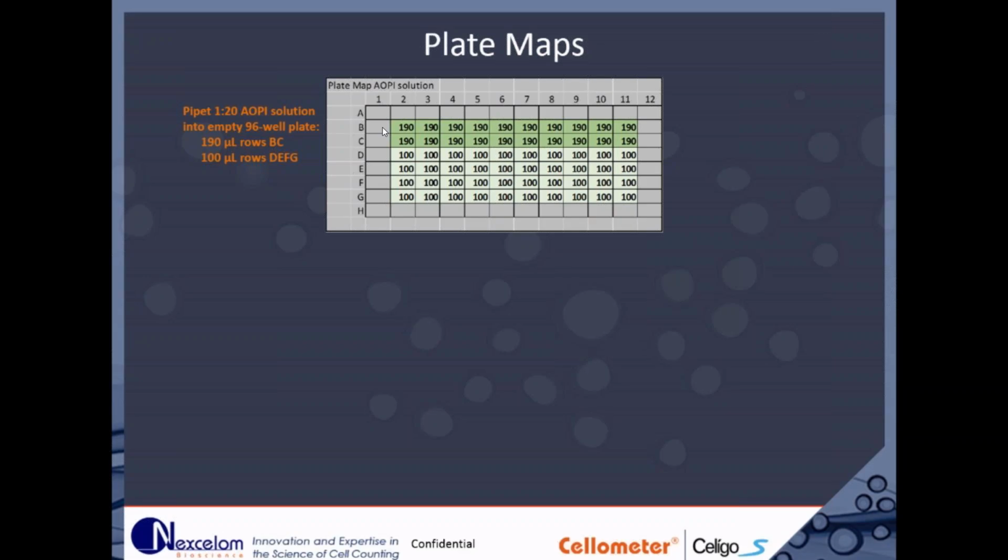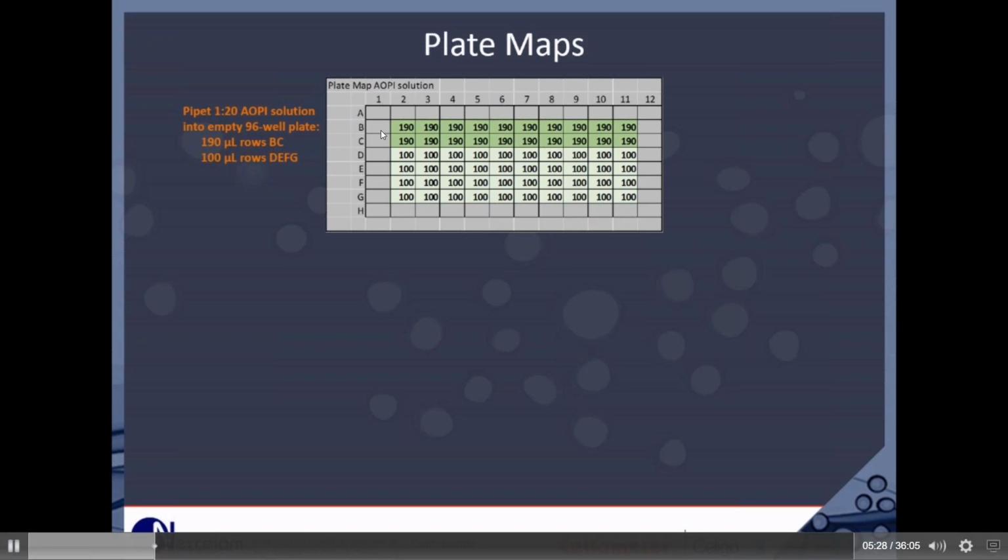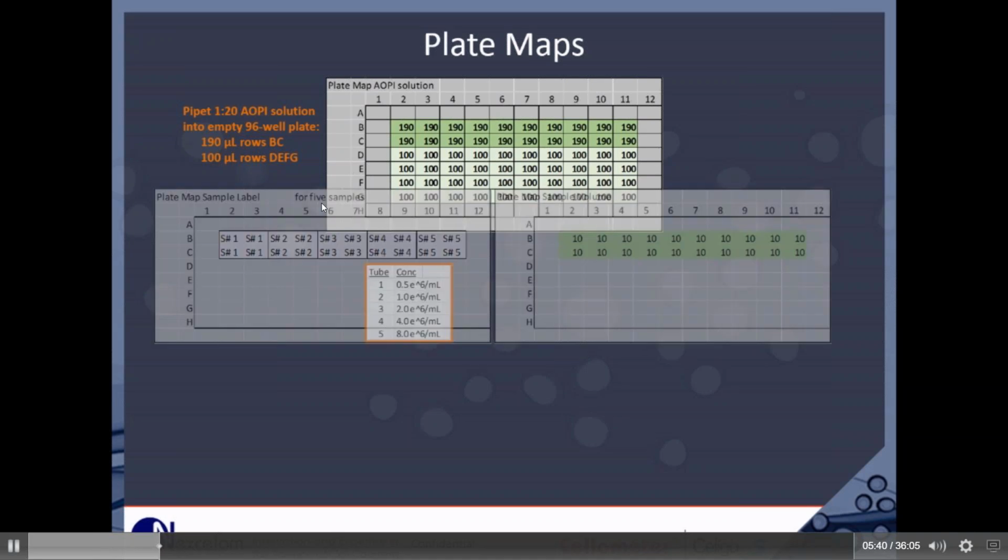So here you have a visual representation of the instructions I just gave you. You're going to pipette a 20-fold dilution of AOPI solution into rows B and C, and then 100 microliters of that same solution into D through G. And then for your samples, you're basically going to have 10 microliters.